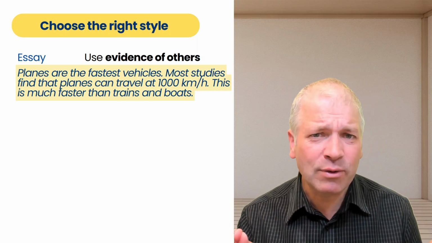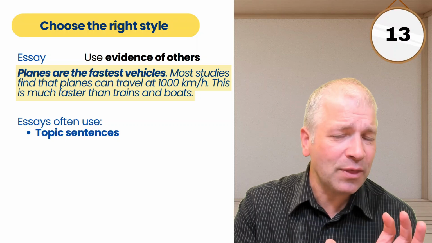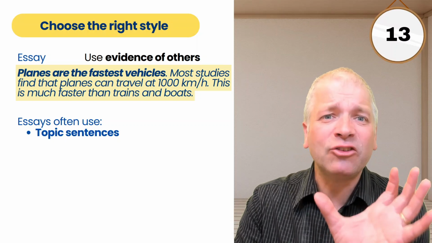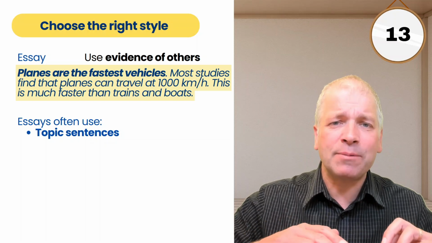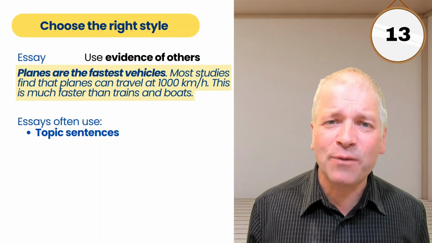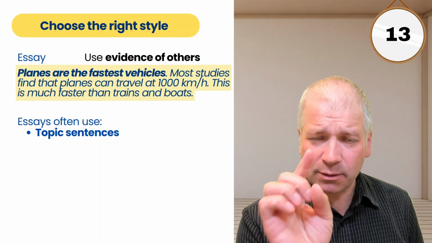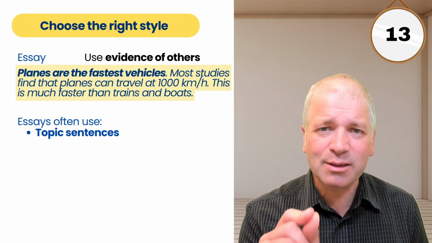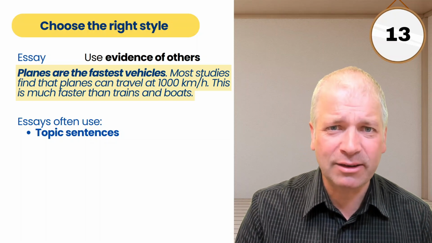So what are the characteristics of this short paragraph? Well, first of all, you'll notice that the first sentence is a topic sentence. And this is a sentence that describes and sums up all of the information that will be in the rest of the paragraph. So you can read this first sentence and quickly understand what the purpose of the whole paragraph is. That's a topic sentence.